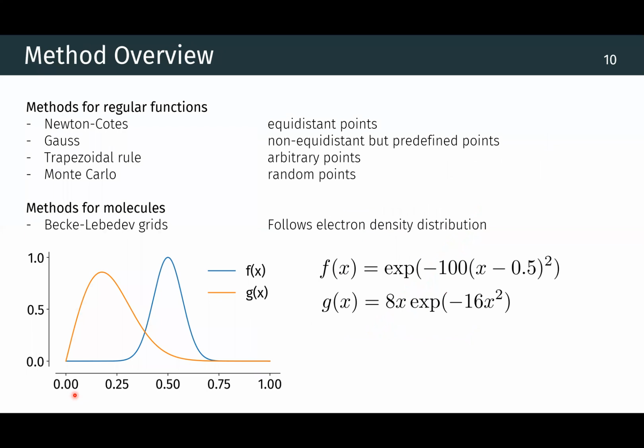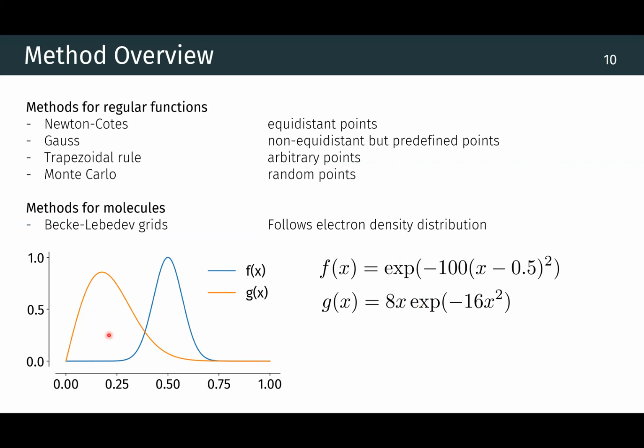So if you look at the plot bottom left first, here we have two functions. They look pretty much similar. We have the function f of x, the blue one, and then we have g of x, the orange one. They are defined on the same domain, from 0 to 1, and they are both analytical. I can write them down, as you can see here.